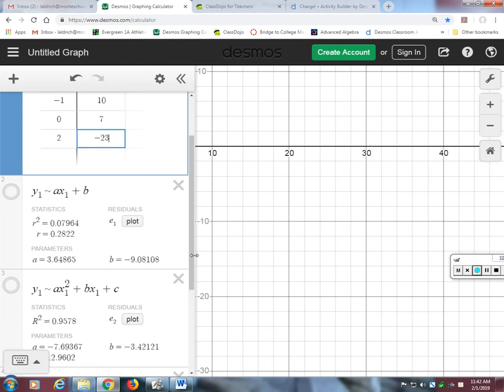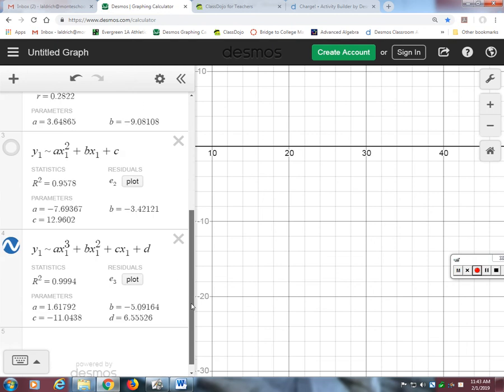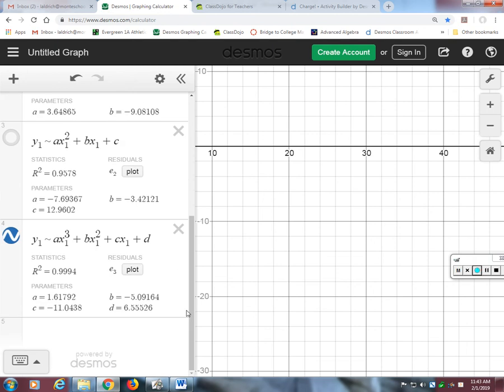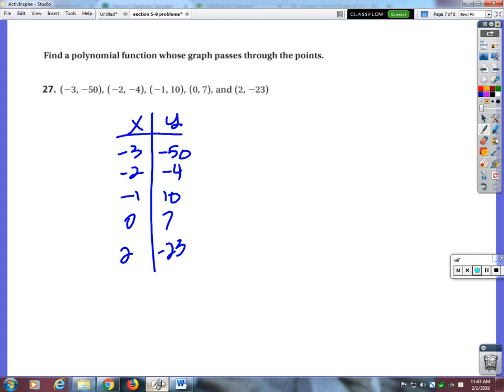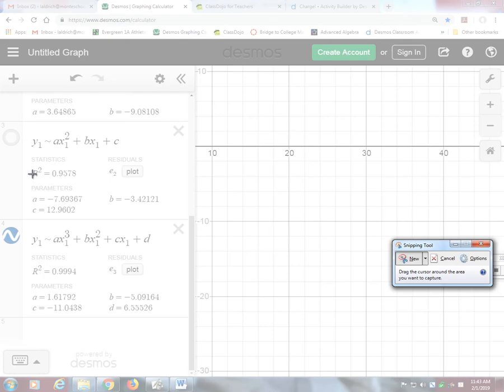Okay, so in this case, linear is terrible. Only like 8% accurate, so that's no good. Quadratic, 95%, but cubic, 99.9%. So we would want to use the cubic one. Right, but this one says find a polynomial function. It doesn't say which one. It wants the actual function. So you need to write down those letters, okay? In the form of an equation. Yeah, you got to plug them in.